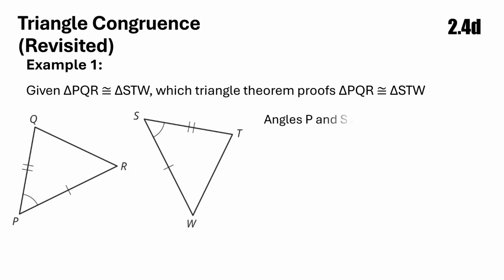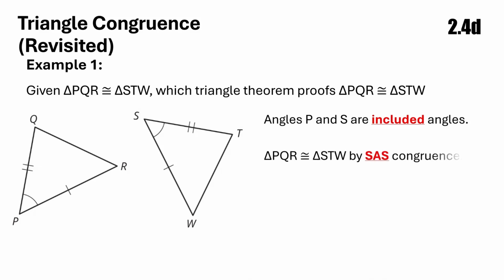The first thing to note is that angles P and S are included angles. Two congruent sides with included angles is an indicator that triangle PQR is congruent to triangle STW by side angle side congruence.